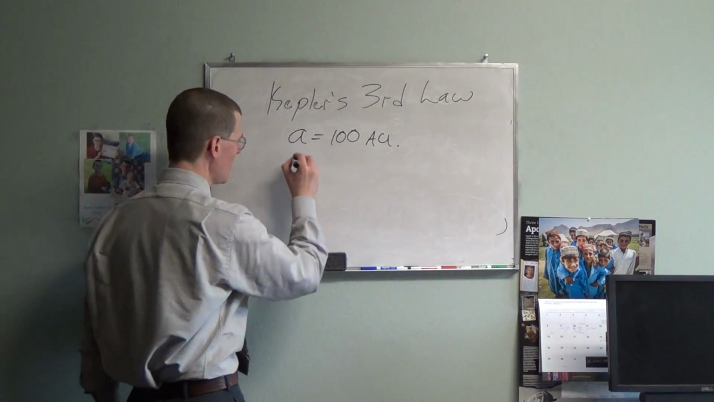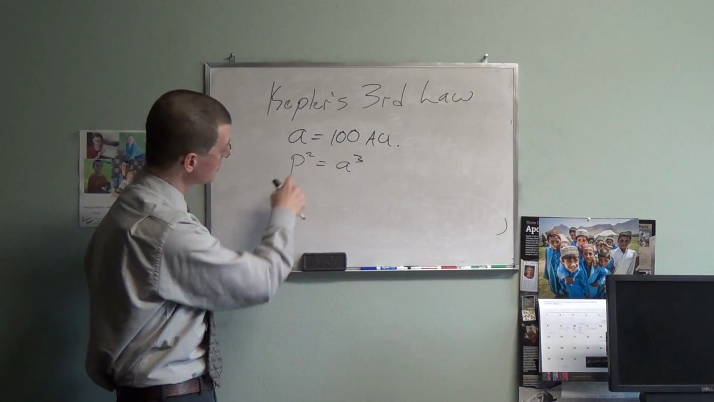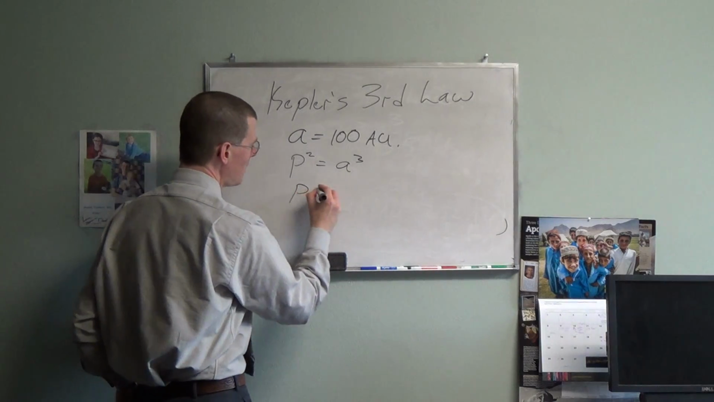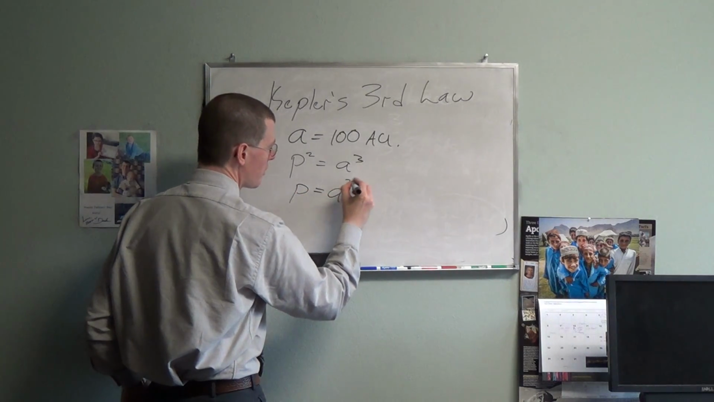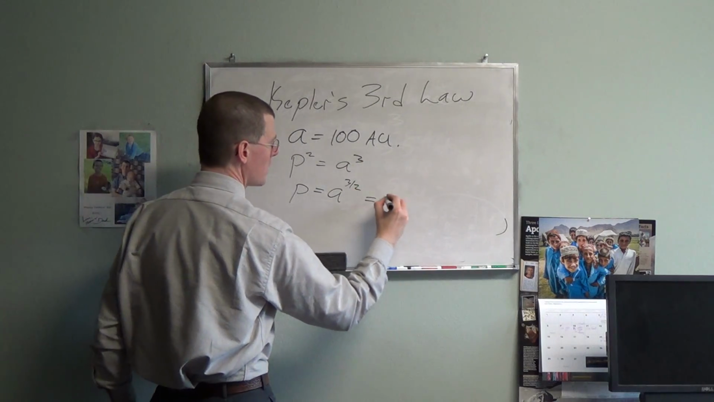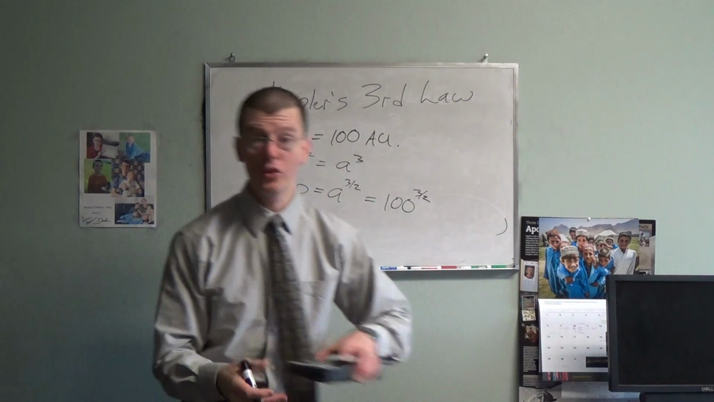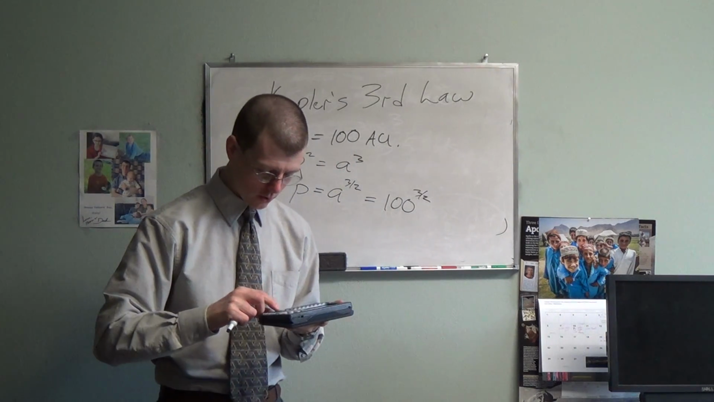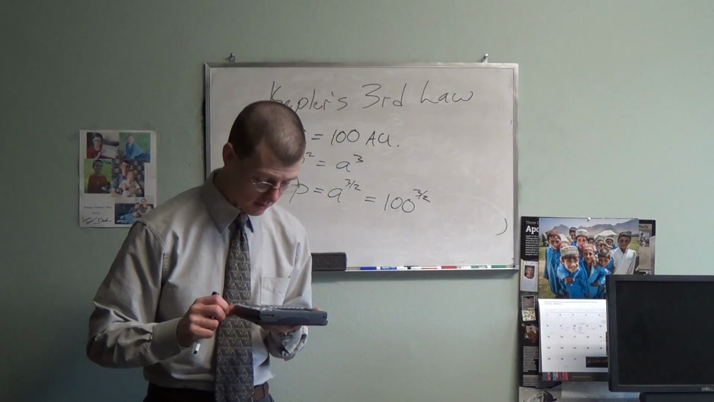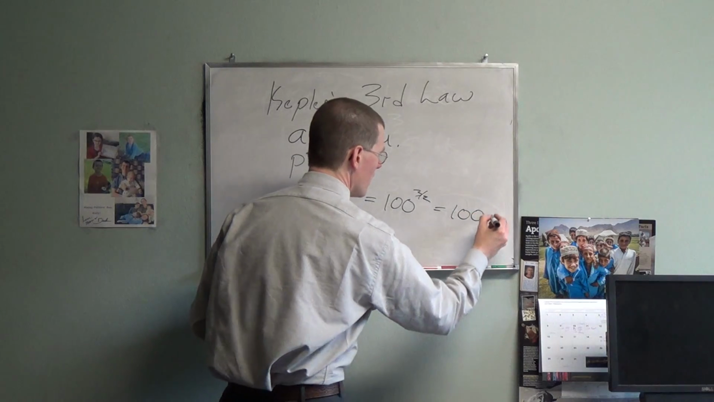Let's calculate it again. P squared equals A cubed. That's Kepler's third law. I want to solve for the P, so now we raise everything to the 1/2 power. I got P equals A to the 3/2 power. And so I can just take that thing in and raise it to the 3/2 power. 100 to the 3/2 power. 3/2 is 1.5, so I do 100 to the 1.5. And what do I get? I get 1,000. And so, cool.